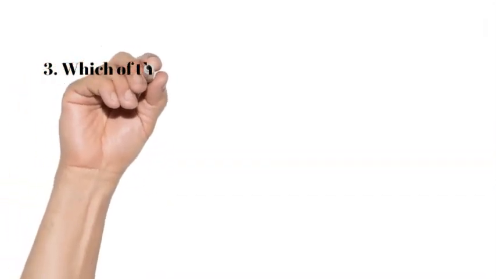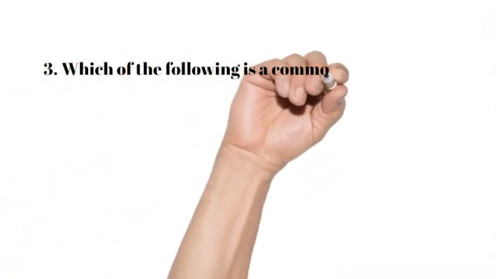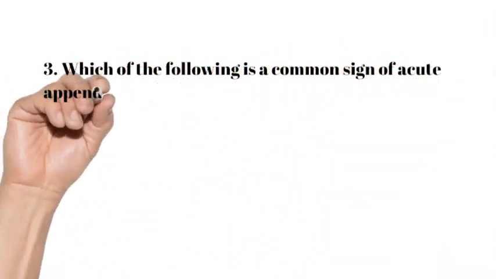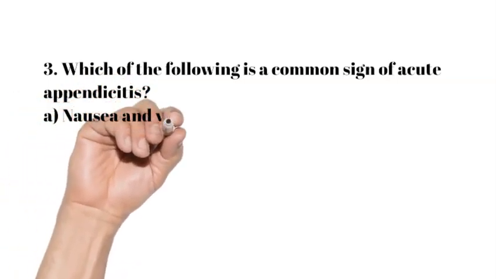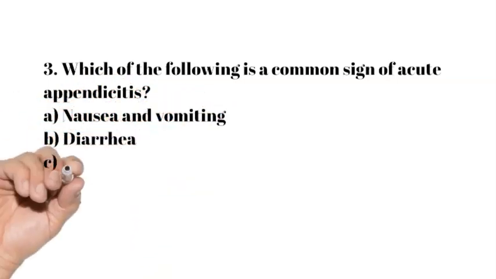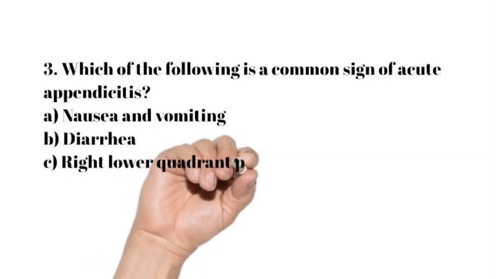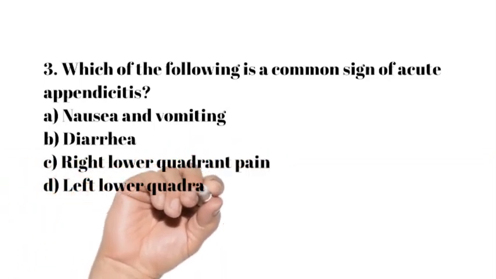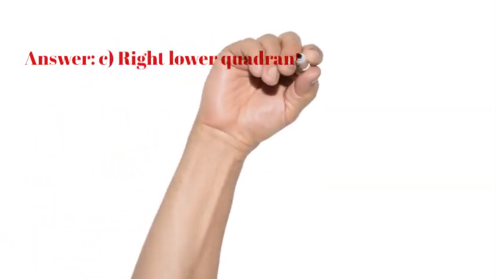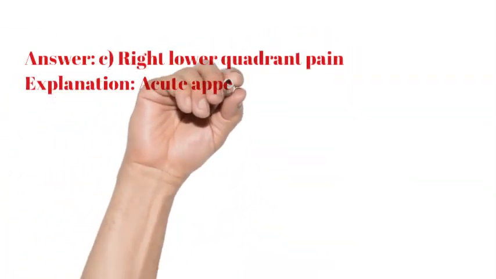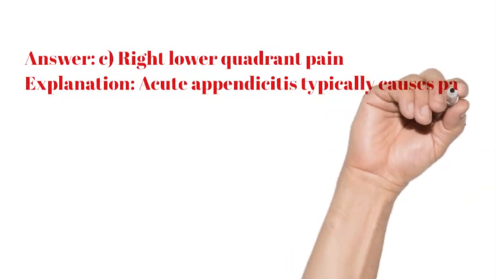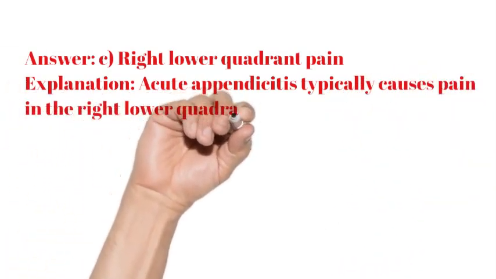3. Which of the following is a common sign of acute appendicitis? A. Nausea and vomiting. B. Diarrhea. C. Right lower quadrant pain. D. Left lower quadrant pain. Answer: C. Right lower quadrant pain. Explanation: Acute appendicitis typically causes pain in the right lower quadrant of the abdomen.